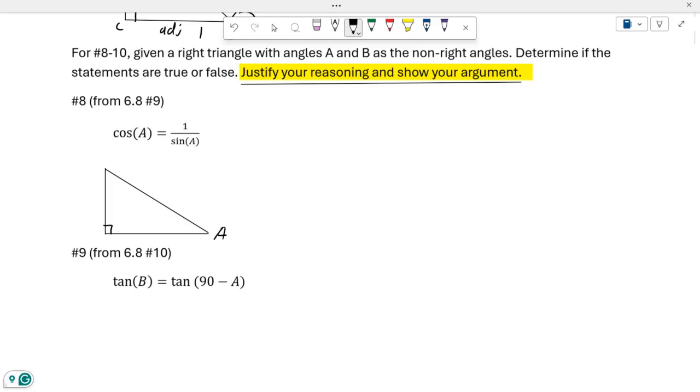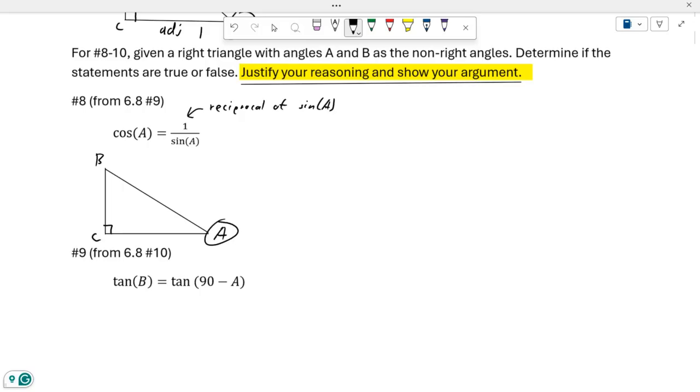We'll just label this as any old thing, A, B, and C. And notice that for number 8, we're dealing pretty much exclusively with angle A. We're saying, all right, cosine of A is equal to 1 over the sine of A. That's another way of saying the reciprocal of sine of A. So if the sine of A is, let's say, 3/4, then 1 over 3/4 is 4/3. You flip the fraction. It's just the reciprocal.